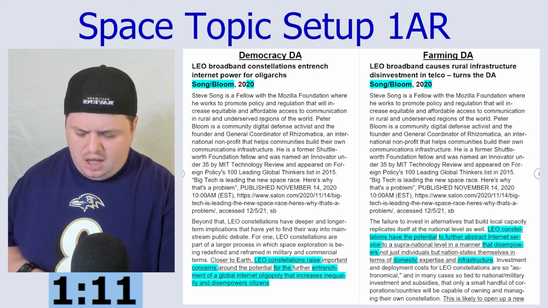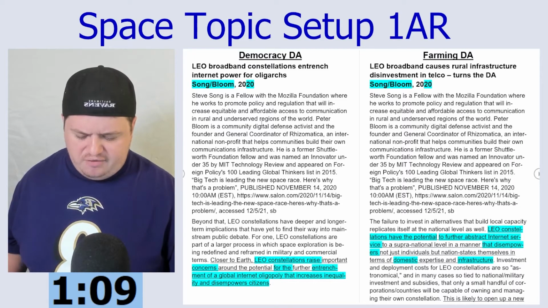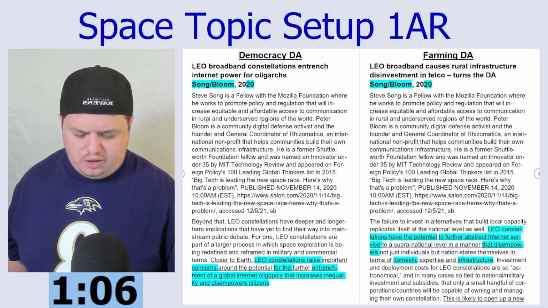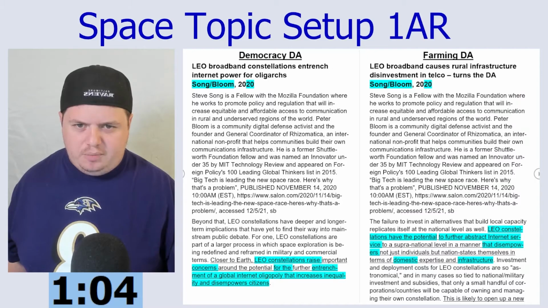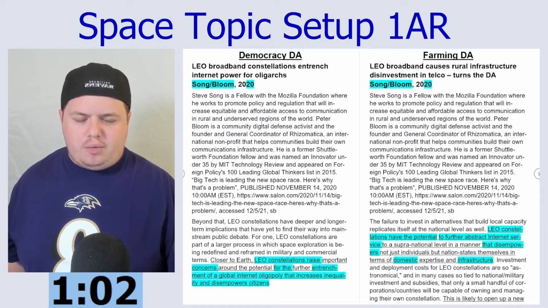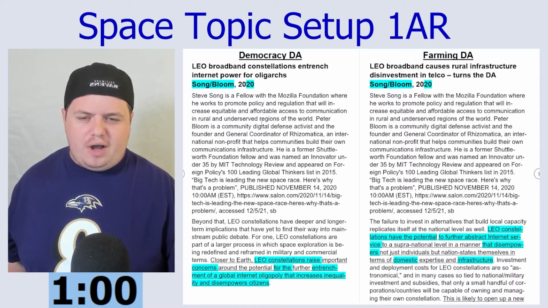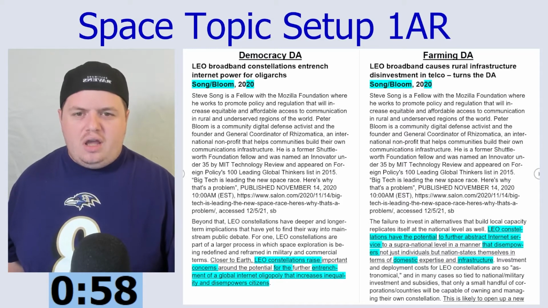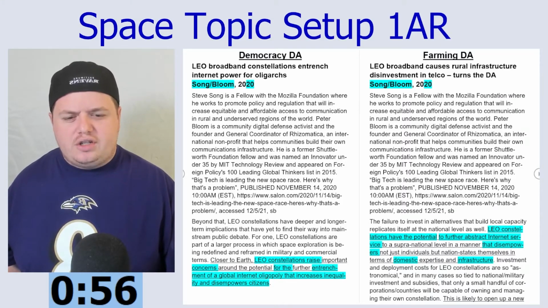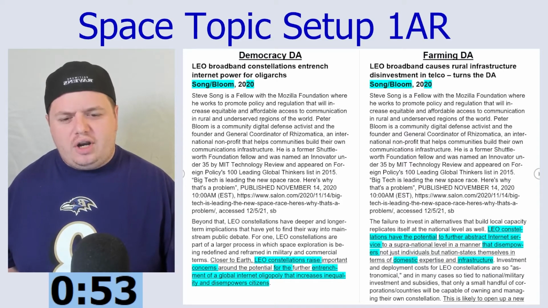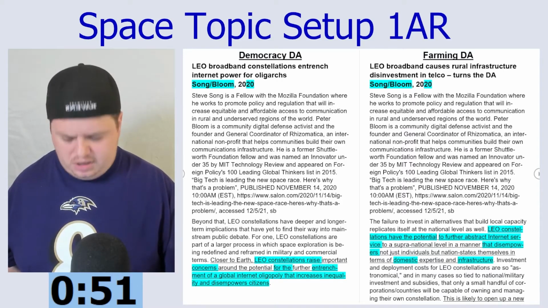The democracy DA. First, their link evidence takes out the scenario because the Starlink terminals would be banned, which means they inevitably don't have access. Second, LEO broadband constellations entrench the internet power of oligarchs, which turns the DA, Song and Bloom 20. LEO constellations raise concerns for the entrenchment of global internet oligarchy, which increases inequality and disempowers citizens.